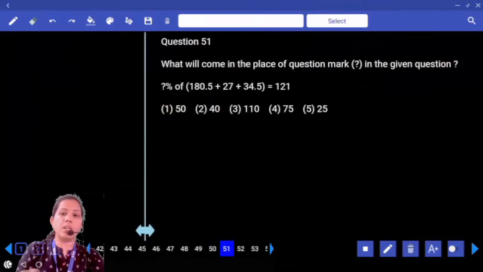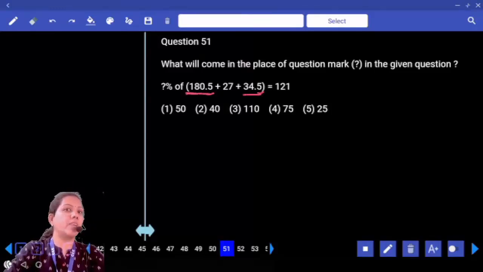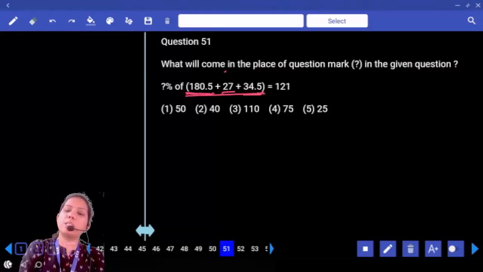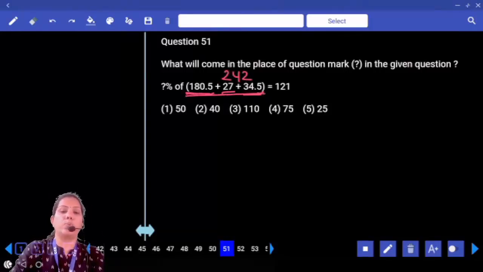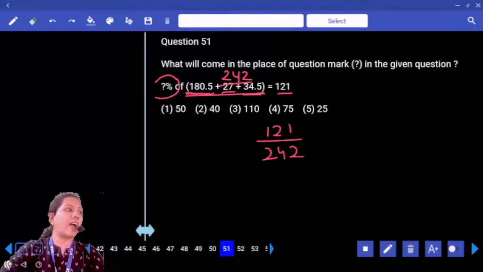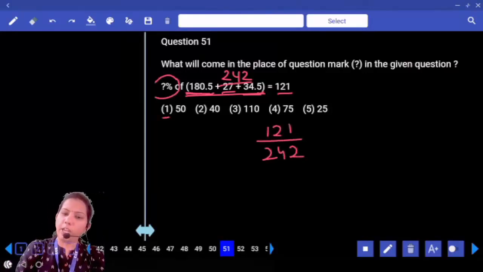Question number 51. 180 plus 35 is 215. 215 plus 27, total is equal to 242. What percentage of 242 is equal to 121? 121 by 242 means exactly half. Half in percentage form is 50. First option.